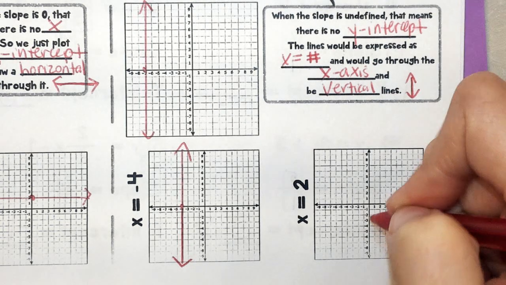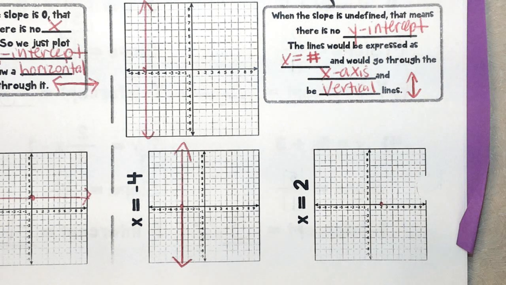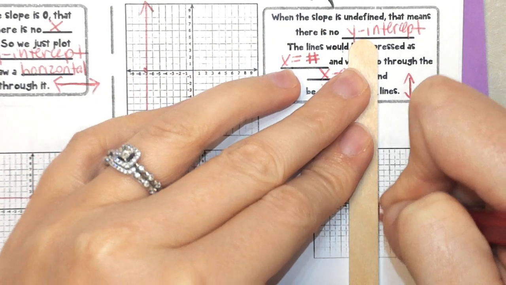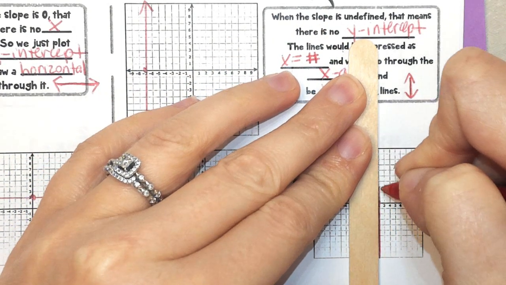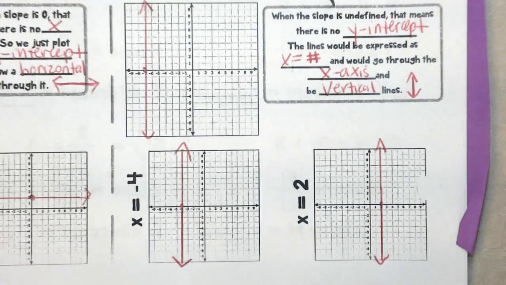The last one would look like this. On my x-axis, I'd go to +2. And then because it's an undefined slope, that means it's going to go straight up and down. It's going to be a vertical line. So I use my straight edge and make my vertical line.